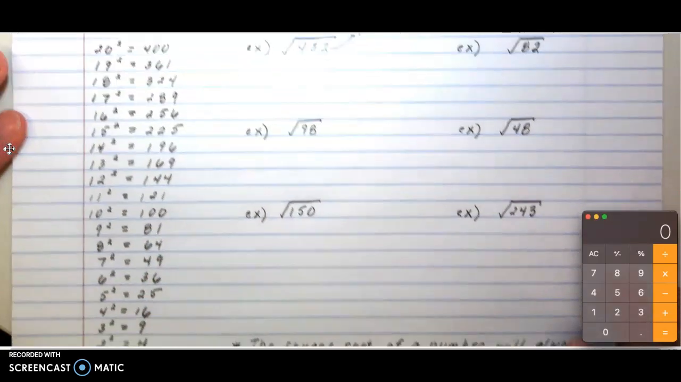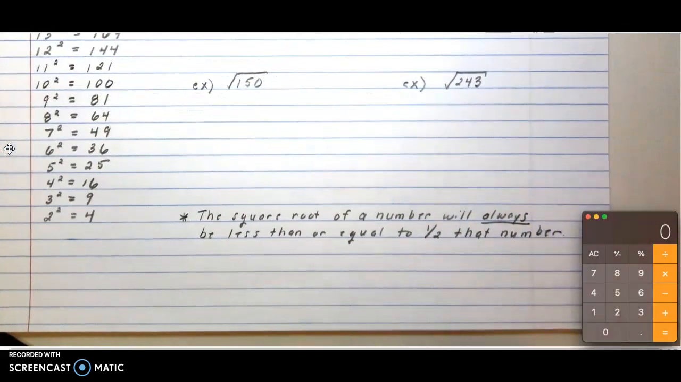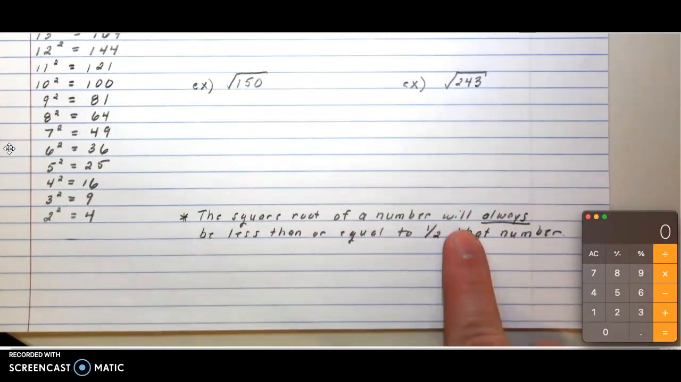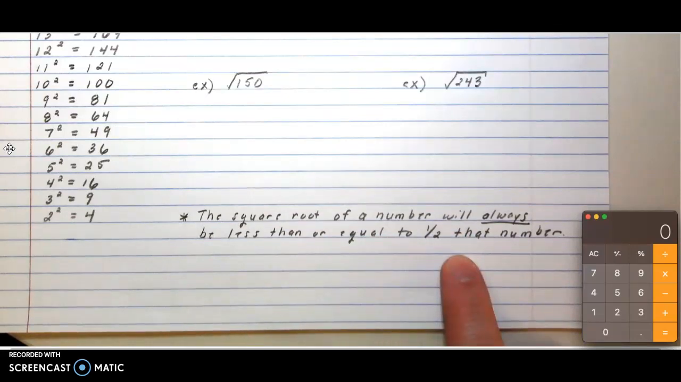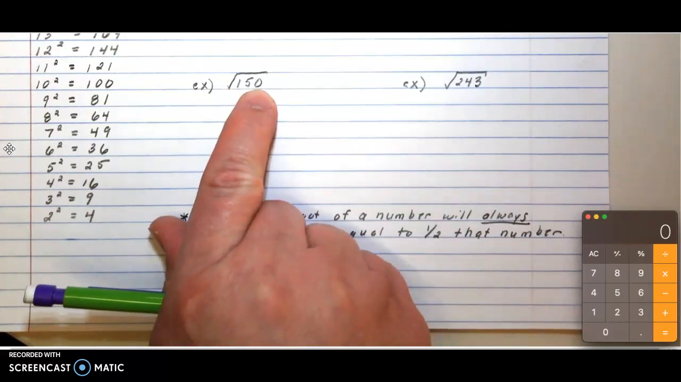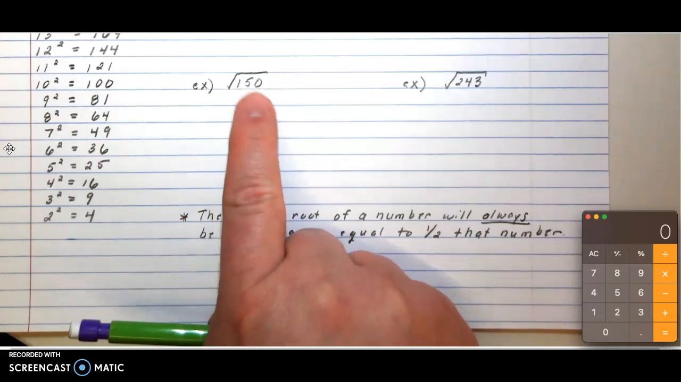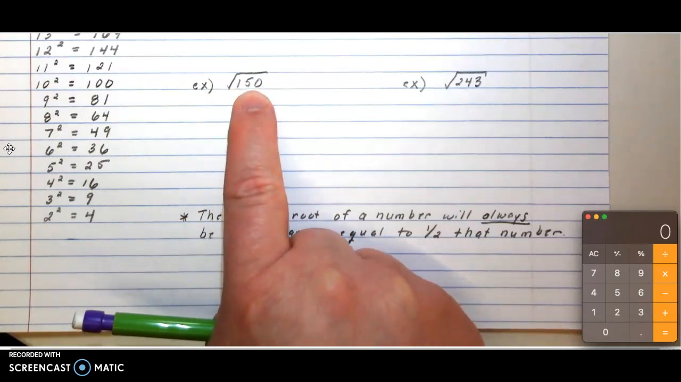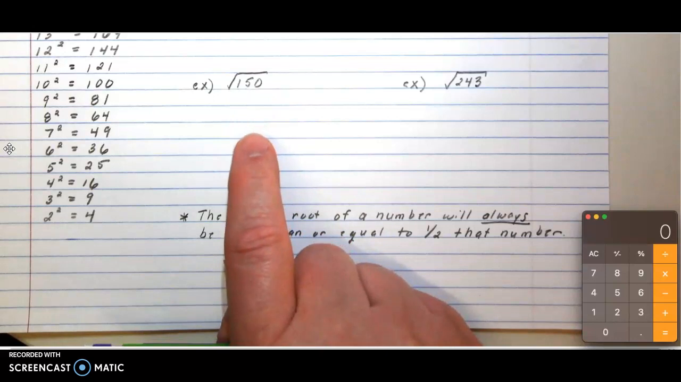Now here's a little trick on how to look to find what's going to go into it. The square root of a number will always be less than or equal to half of that number. So when we take the radicand number, the square root of it has to be less than or equal to half that much. So like for 150, half of that is 75. So our square root answer has to be 75 or below.